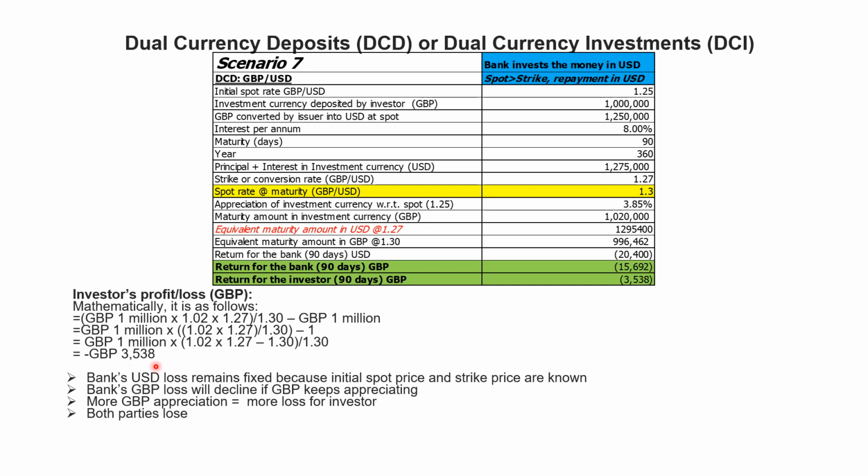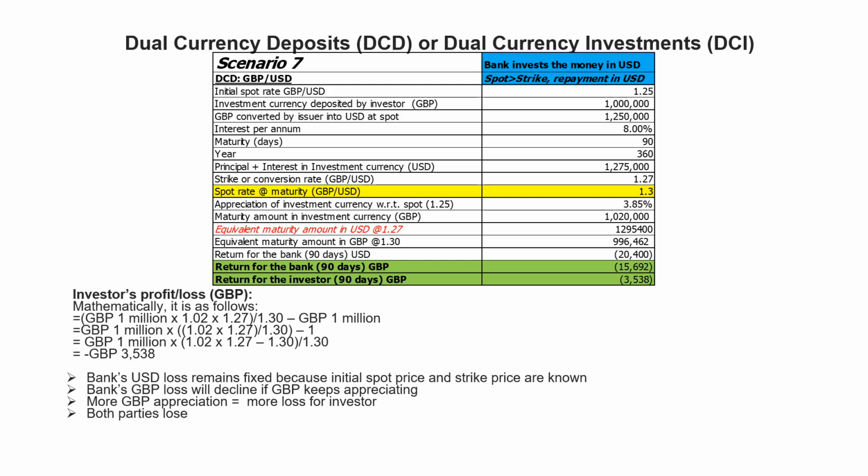The investor gets the benefit of the interest earned, but loses money because the USD amount is worth much less in GBP terms. Now, if the investment currency appreciates further, the investor's loss increases significantly. Therefore, this is a peculiar scenario where both parties lose. The bank's loss will slowly decrease as the investment currency GBP appreciates further, and the investor's loss will increase significantly in the same situation.